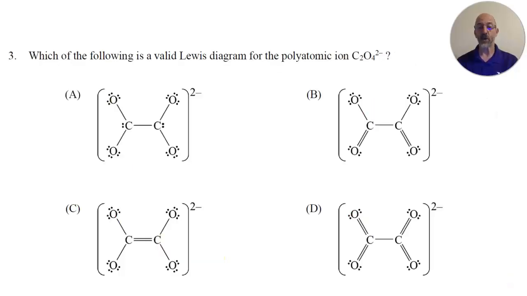Now let's take a look at question 3. Now you will notice that question 3 is similar to question 2. It says, which of the following is a valid Lewis diagram? But we're now talking about a polyatomic ion, C2O4, and it has a -2 charge. So after we add up the total number of valence electrons for 2 carbon atoms and 4 oxygen atoms, we also need to add 2 more electrons to our total because this polyatomic ion has a -2 charge.